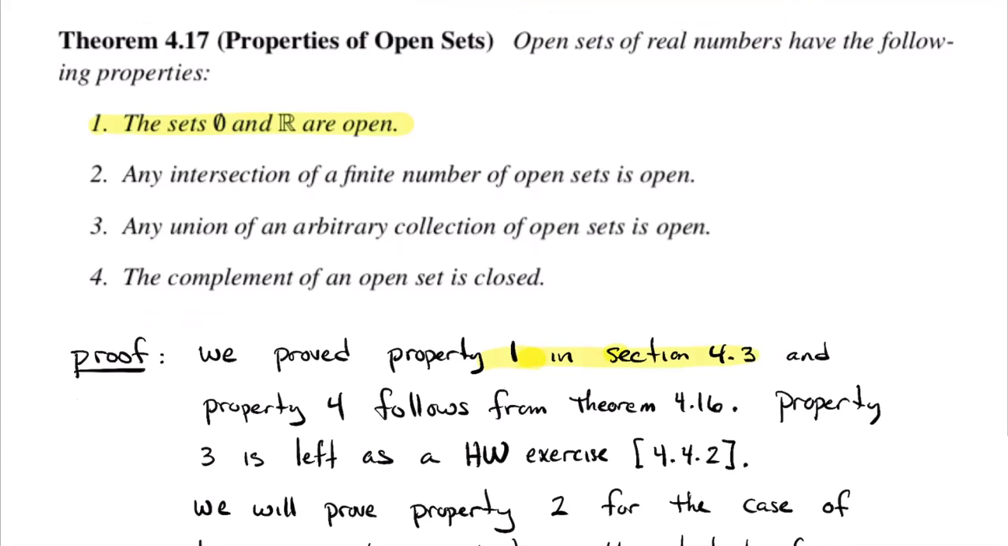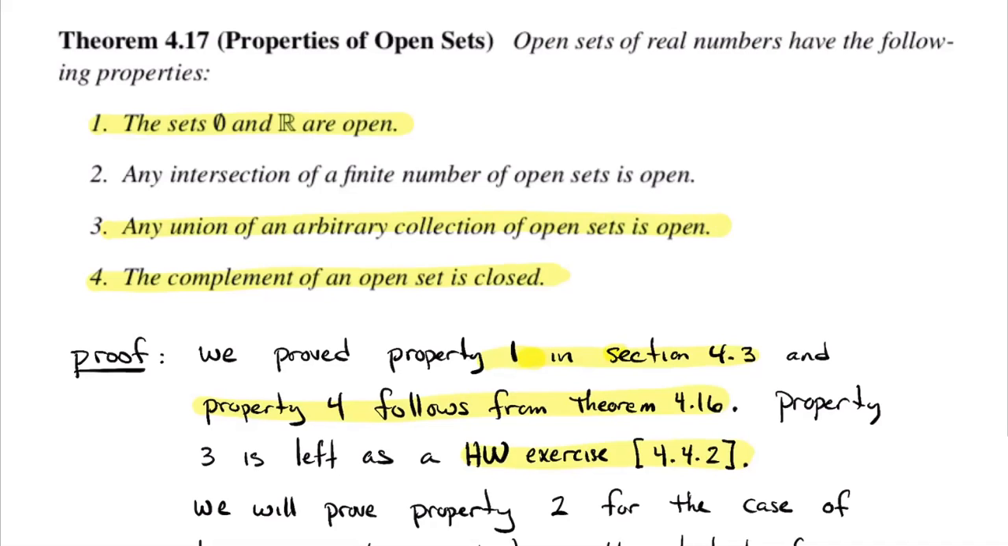I'm going to skip down to the bottom one. The complement of an open set is closed. That's what we just proved, we just proved it above in 4.16. I'm going to leave the third property as a homework exercise to you, an honest to goodness homework exercise. It's exercise 4.4.2, and that is that if you take the union of an arbitrary collection of open sets, it's always open. So an arbitrary collection, even over an uncountable index set: the union of any collection of open sets is always open.